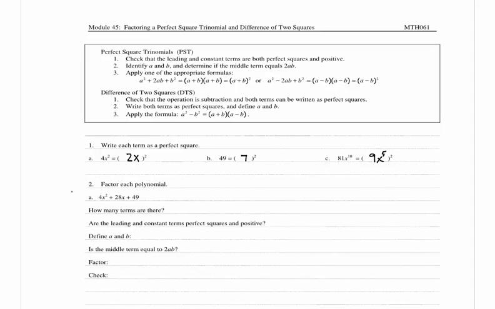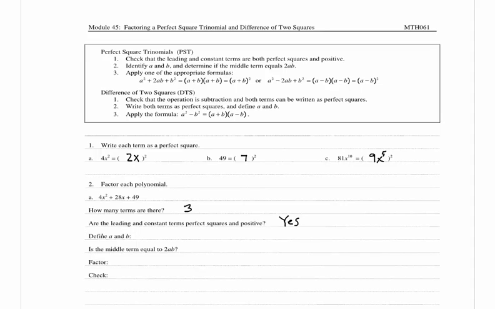In 2, it says factor each polynomial. In A, we have 4x squared plus 28x plus 49, and then they ask how many terms are there, and there are 3 terms, so we have a trinomial. And then it asks, are the leading and constant terms perfect squares and positive? So when we look at our leading term, we have a perfect square. 4x squared can be written as 2x all squared, and 49 is a perfect square, and they're both positive.